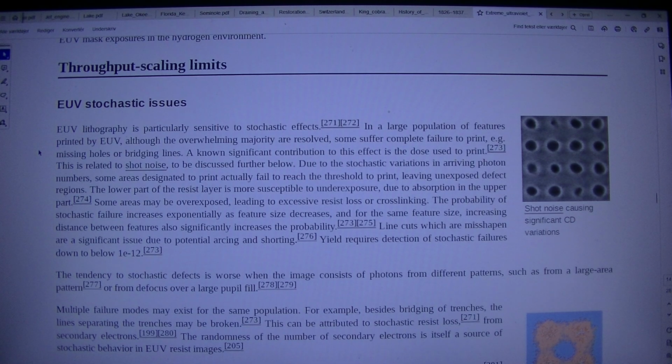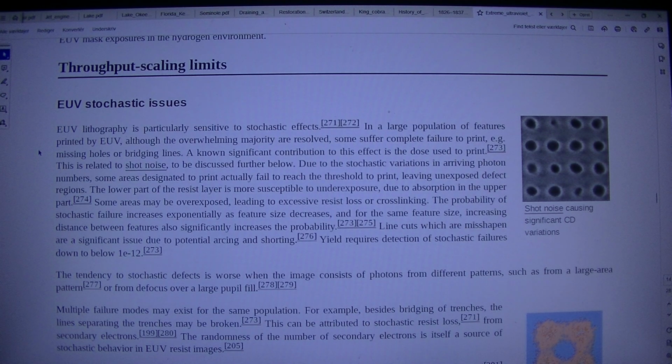This is related to shot noise, to be discussed further below. Due to the stochastic variations in arriving photon numbers, some areas designated to print actually fail to reach the threshold to print, leaving unexposed defect regions. The lower part of the resist layer is more susceptible to underexposure, due to absorption in the upper part.